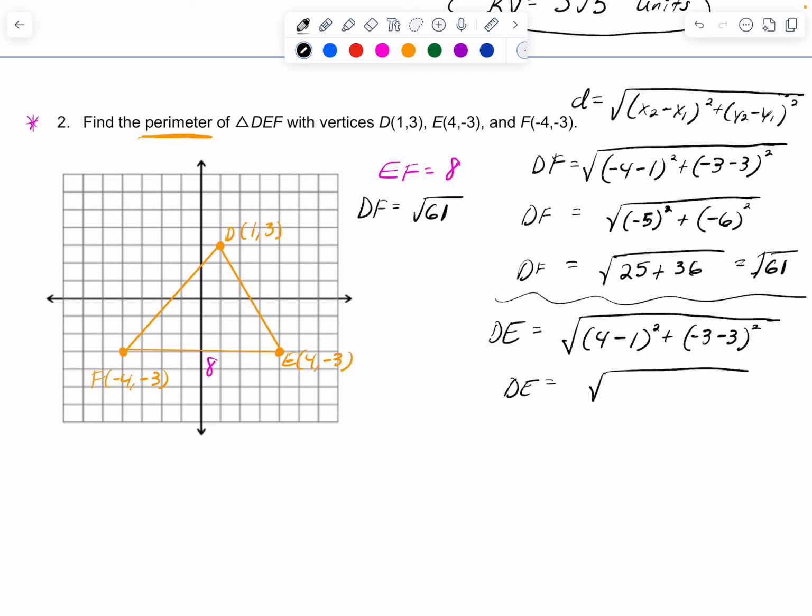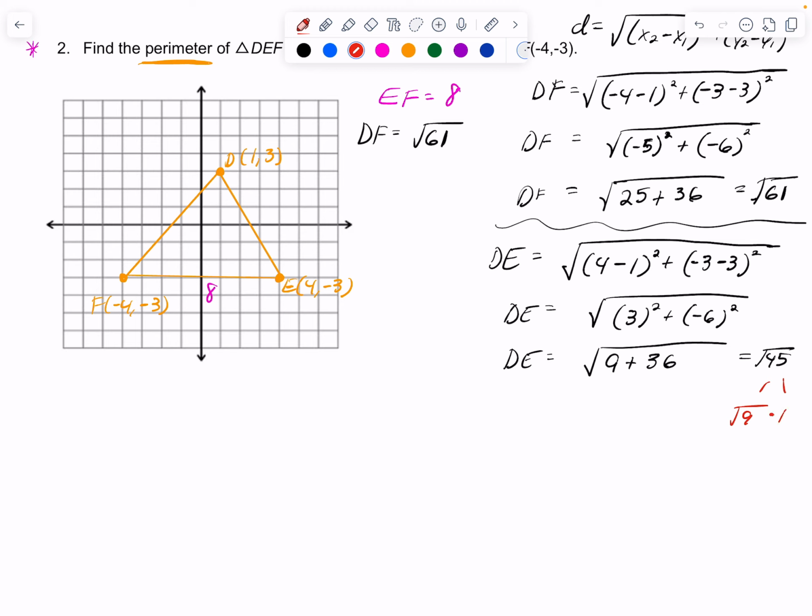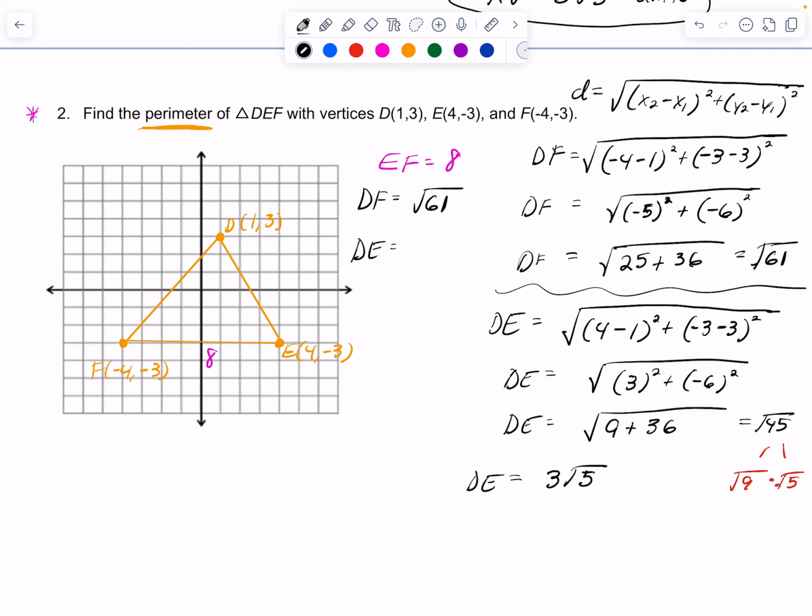Do my subtraction, that is +3 squared, and this is -6 squared. Squaring those will become 9 plus 36, which is the square root of 45, and that actually can be reduced. I can break that down into the square root of 9 times the square root of 5. So simplified, my side length DE is 3 times the square root of 5 units. So I'm going to write up here, DE is 3 root 5.